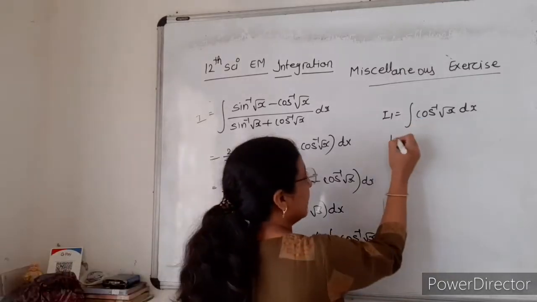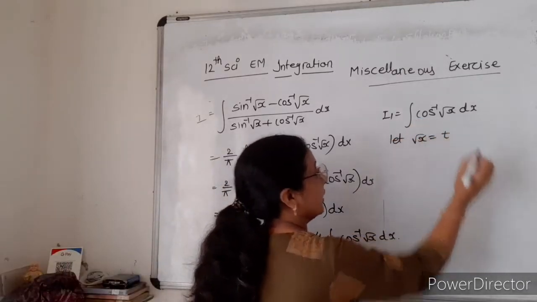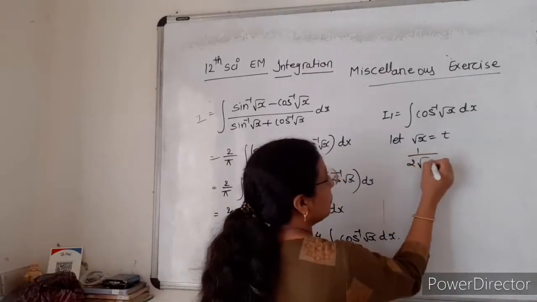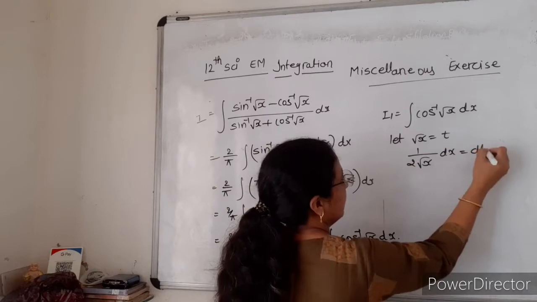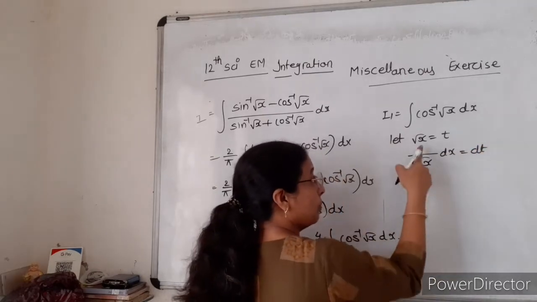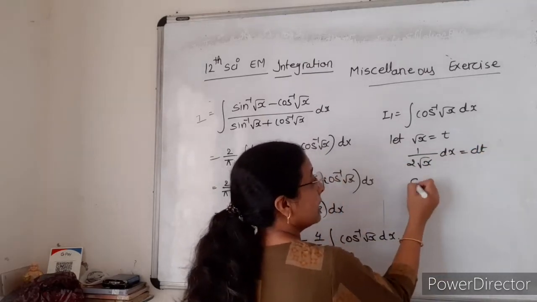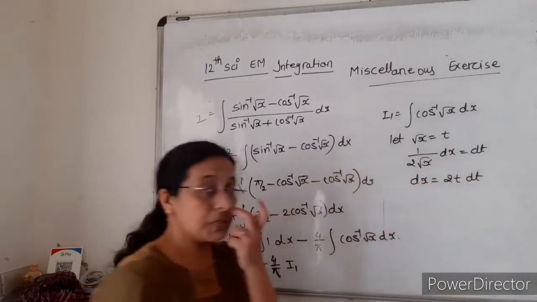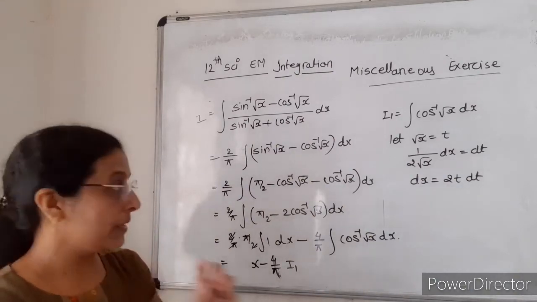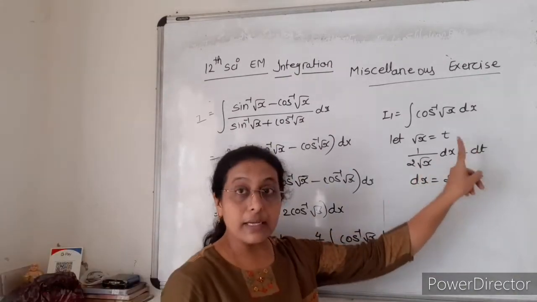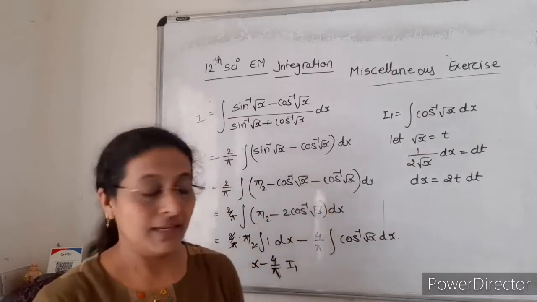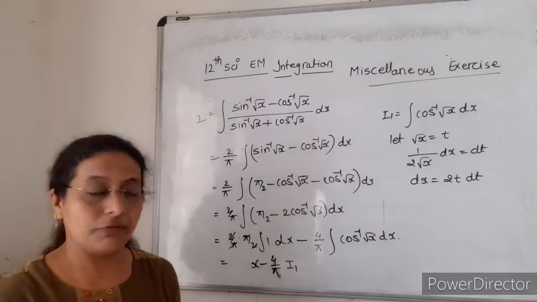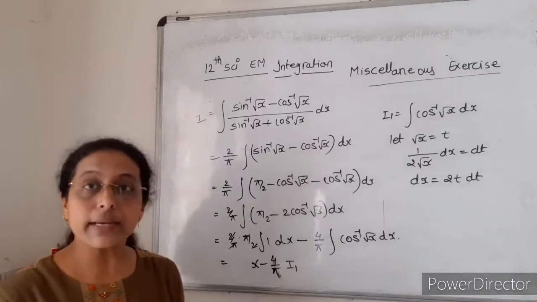Now in that, let root x is equal to t. So what is the derivative? 1 upon 2 root x dx is dt. So here we can say that dx is equal to 2t dt. Yes, can you say that? Yes or no? 2 root x goes to this side, and instead of root x again I will write t. Also you can say x is equal to t square, if you take that it will also work. If you take x equal to t square then also it is right.